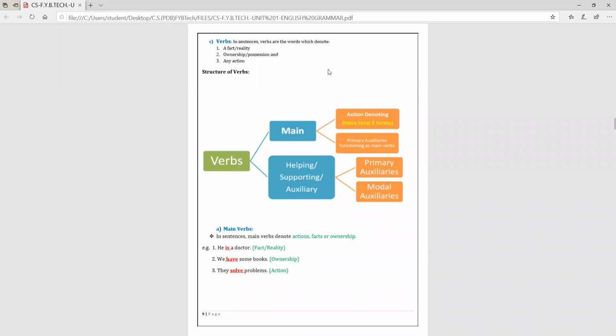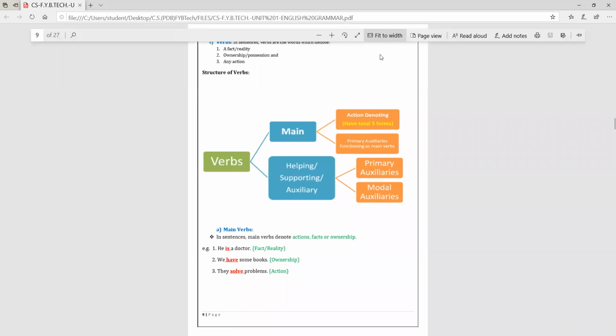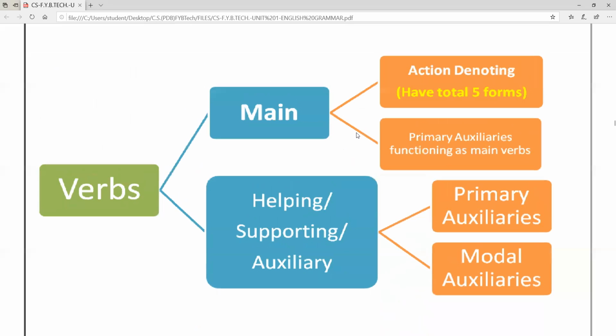So you can call it by any name. Okay, you can call it by any name. Verbs are having two types, main verb and second is helping verb, supporting verb, or auxiliary verb.